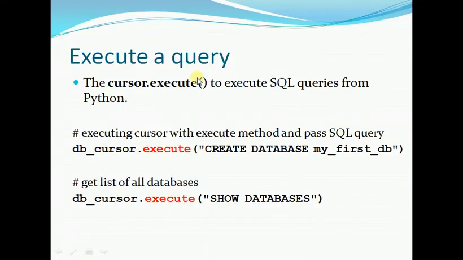Now next, we can execute the query using the execute method of cursor. So db cursor is our cursor name dot execute. Here we are giving a MySQL command to create a database. Create database my first db. So this is the MySQL query that we are giving within this execute method within the double quotes. Another one to get the list of databases available in the server, that is show databases. We can just enclose that within quotes and give it as a parameter to execute. It will execute that query.